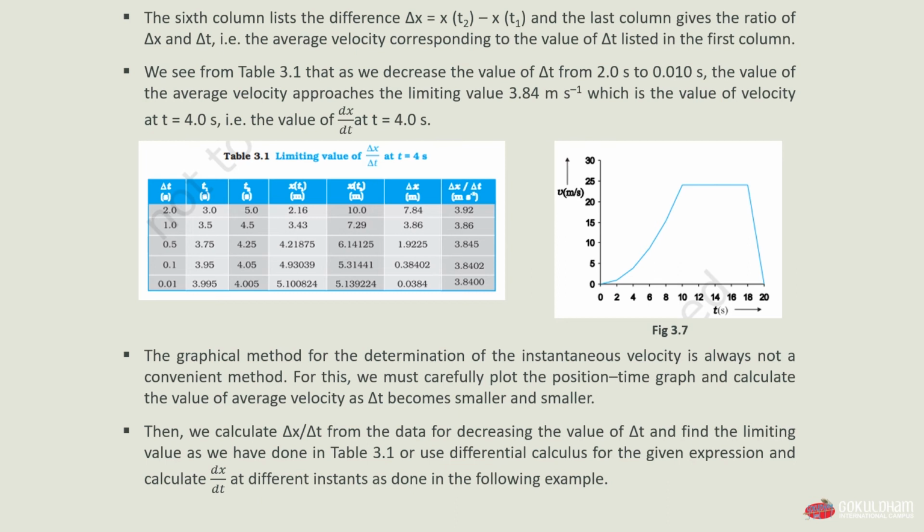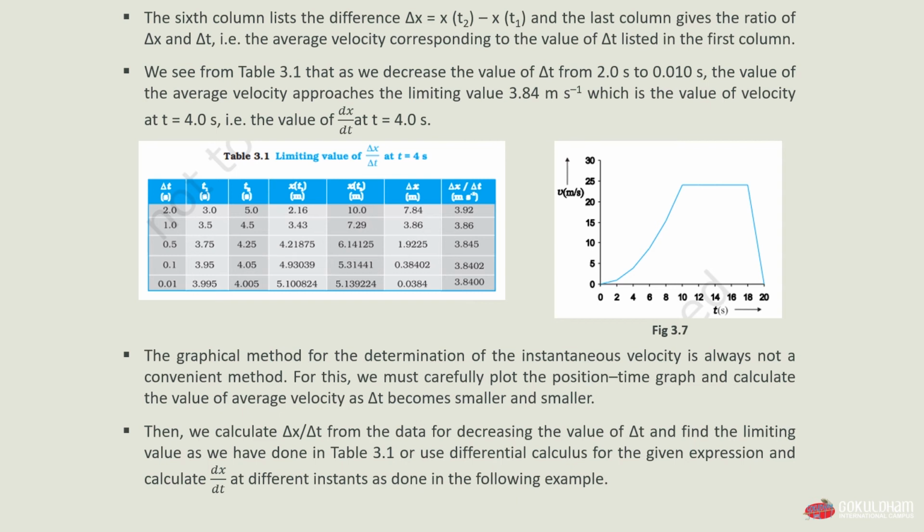Then we calculate our displacement divided by time interval, delta x divided by delta t, from the data for decreasing values of delta t time interval and find the limiting value, as we have done in table 3.1, or we can use differential calculus for giving the expression and calculate dx by dt at different instants. We will do an example for instantaneous velocity.